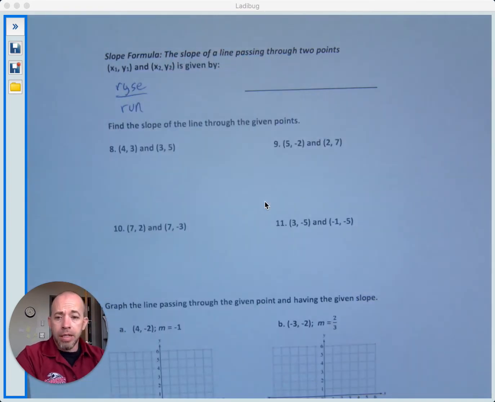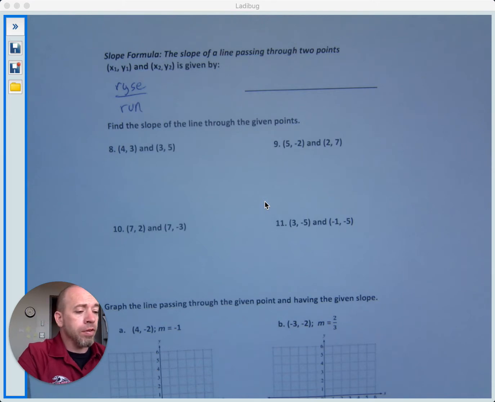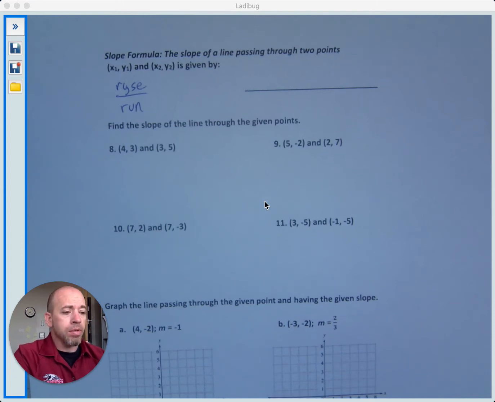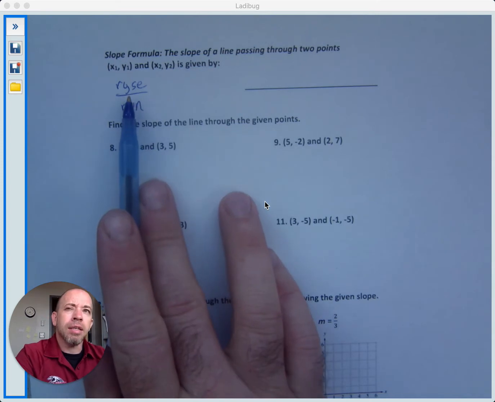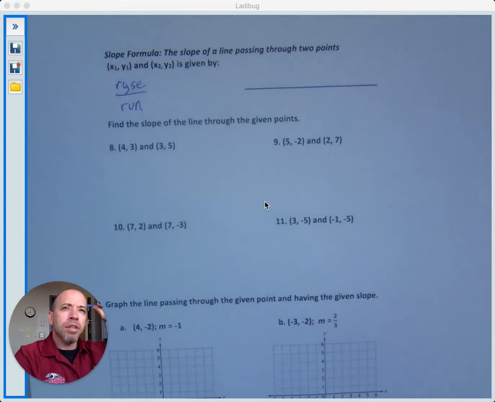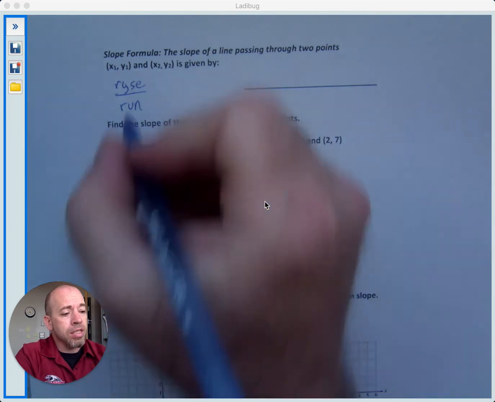And you may look at me like I'm crazy because I spelled rise incorrectly. And you're correct, I spelled it incorrectly, but I did it for a reason. The most common mistake when people are finding slope is they will subtract the x's on the top. But if I spell rise incorrectly, it gives me a little mental note that the y's are actually on the top. Rise over run, we look at the change in y over the change in x.